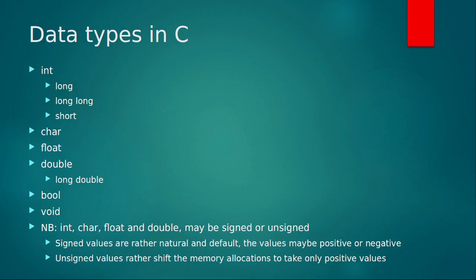There are different data types in C. There is the int, which stands for integer. And then you could have different variations of integers. You can have the long, you can have the short. All these variations depend on the length or the size of the data you want to store in the integer.